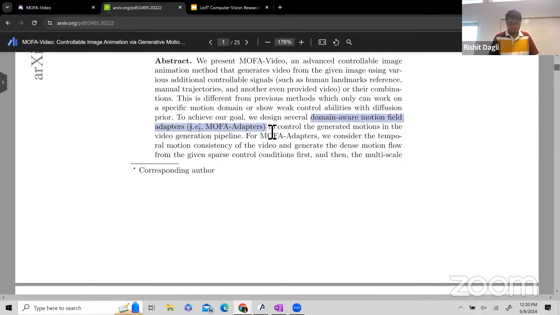Motion field here means, so a motion field is a representation of the motion of points in a space, often a 2D or 3D scene over time. And it typically shows how each point in the image moves from one frame to the next.